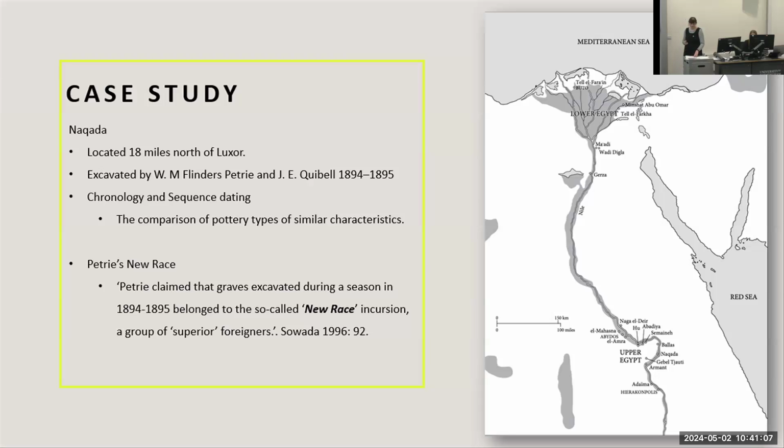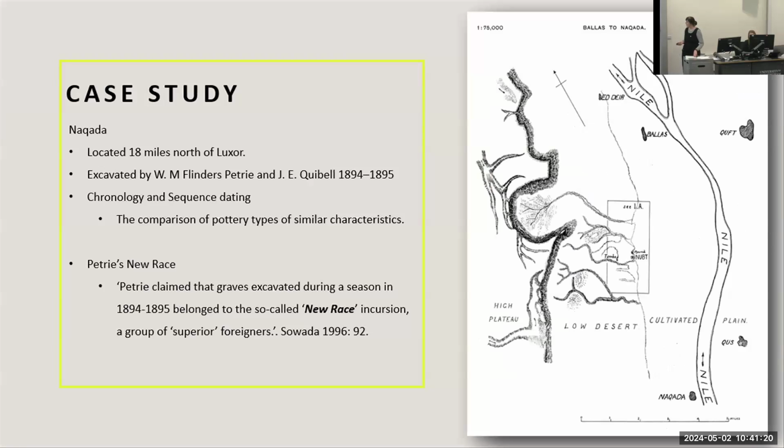The site of Nakada is often characterized as the most important pre-dynastic site in Upper Egypt. It's just there on the map. It's located around 18 miles north of Luxor and is primarily made up of a pre-dynastic settlement of Southtown and several large cemeteries, dating in age from Nakada I to Nakada III. And it was first excavated by Jacques de Morgan and subsequently by Petrie and Quibell in 1894.